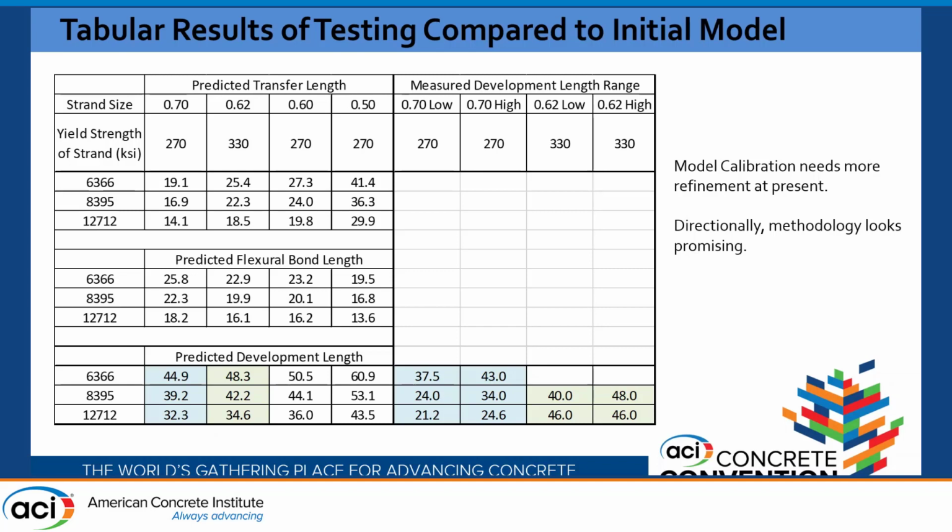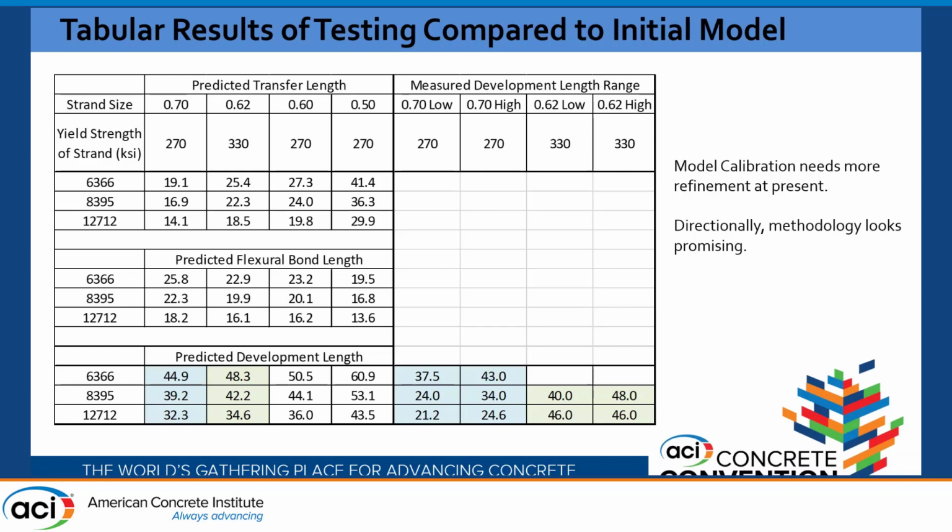And then the 8,000 pound thing came in at 39.2. 24 to 34 is what the measured was. And then the results, it paid the 0.62330 in that range, and not so good on the 12,000. Anyway, this is where we're at with it, and I wanted to show you where we're at.